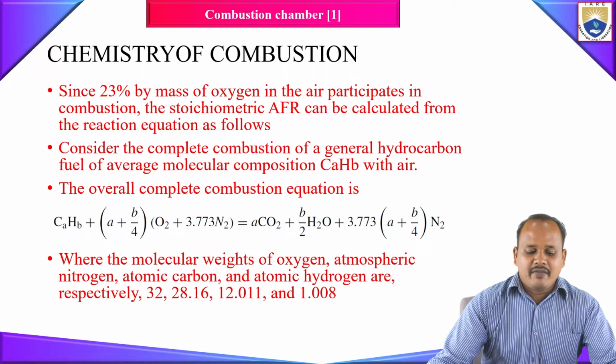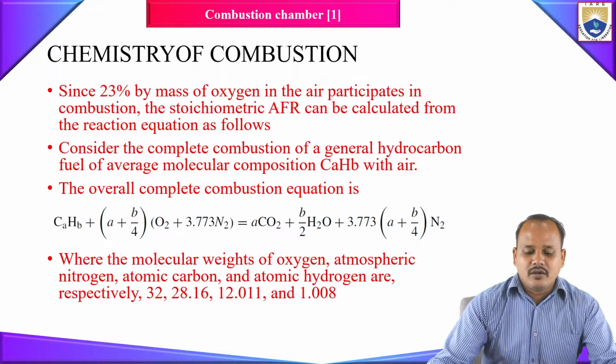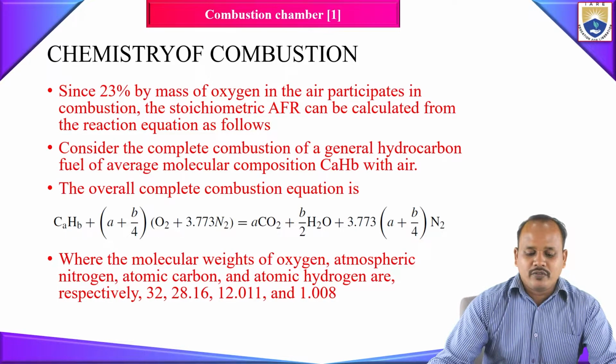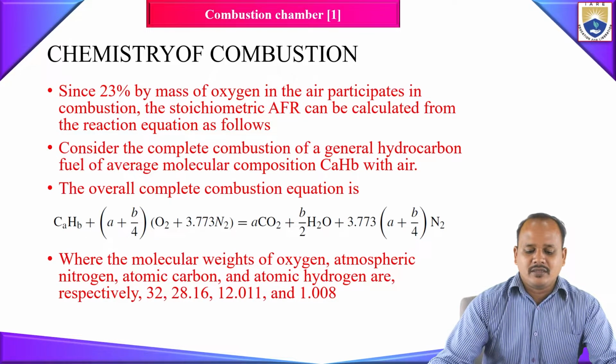For example, I have a hydrocarbon, let's say CaHb. In that, a and b may vary based on the type of fuel you are going to use. For this, I need to add oxygen and nitrogen, as in your air. So the amount of air you need for complete combustion is (a + b/4) into O2 plus 3.773 into N2.